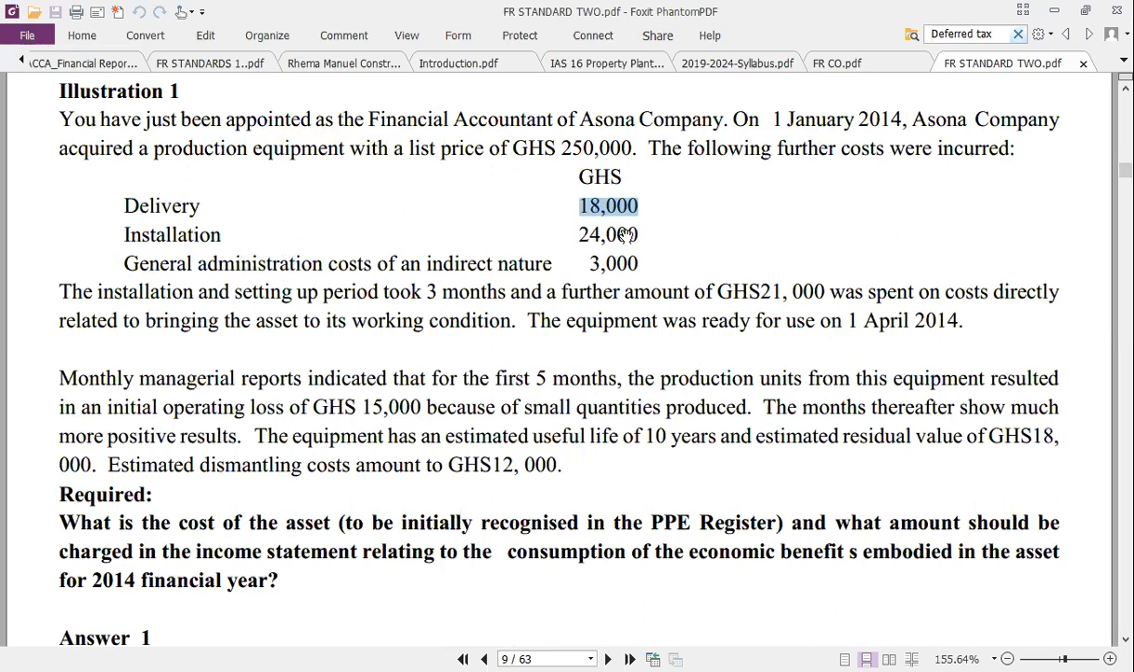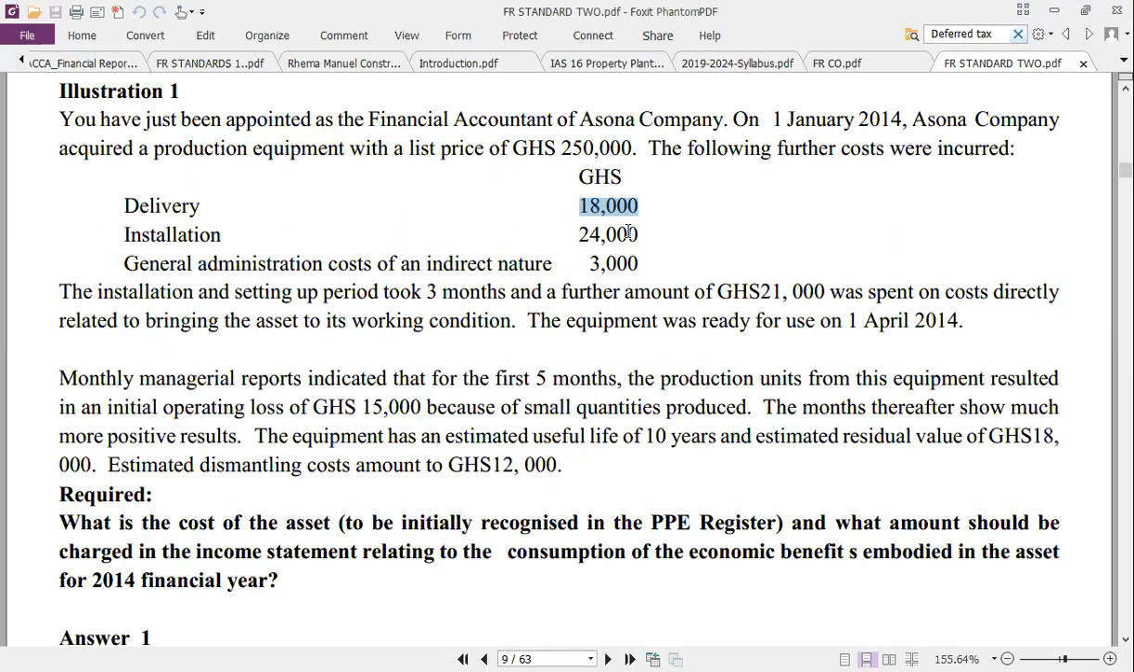Installation cost, will it be part? What about electrical installation? Will it be part? What about mechanical installation? Whatever term they add to installation, yes, it is part. What we don't want to see is the pre-production cost. Good. So that is it.